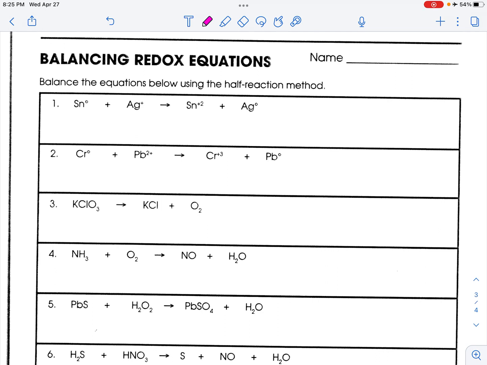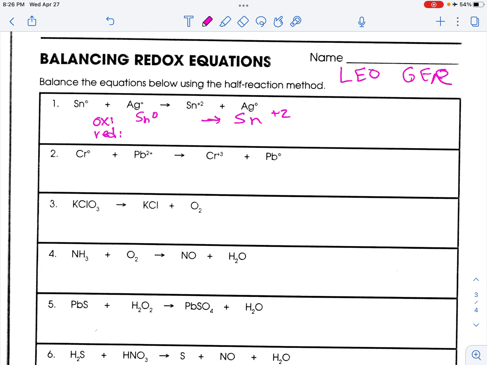Okay. So the first thing you need to do is assign oxidation numbers, which in the first one has already been done. So then we need to say, okay, who was oxidized and who was reduced. So don't forget, Leo the lion says GER, which means the loss of electrons is oxidation and the gain of electrons is reduction. So who lost electrons? That was tin. Tin went from Sn0 to Sn plus 2.